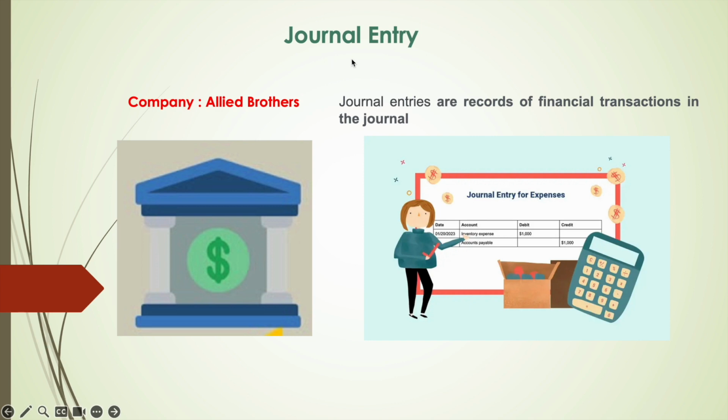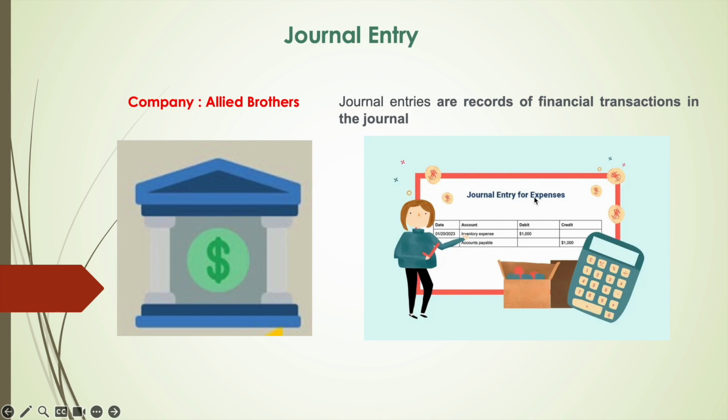What is a journal entry? A journal entry is a record of a financial transaction in a company's accounting system. It documents the effects of the transaction on the company's accounts by recording the corresponding debits and credits. Journal entries are the building blocks of the double entry accounting system, which ensures that every transaction has equal debits and credits to maintain the accounting equation's balance.